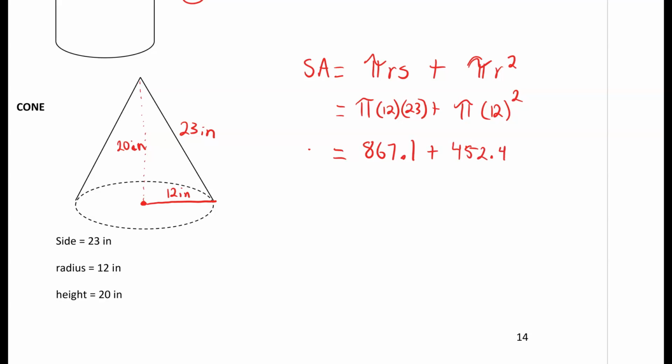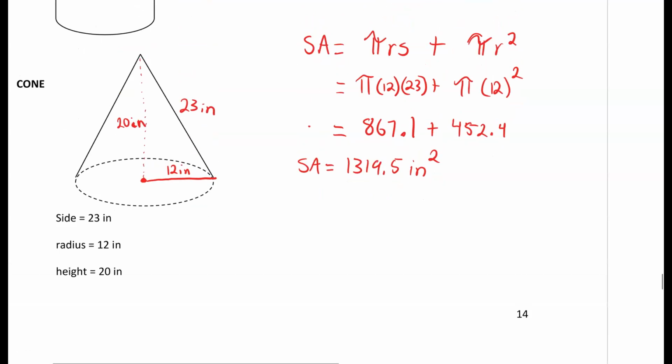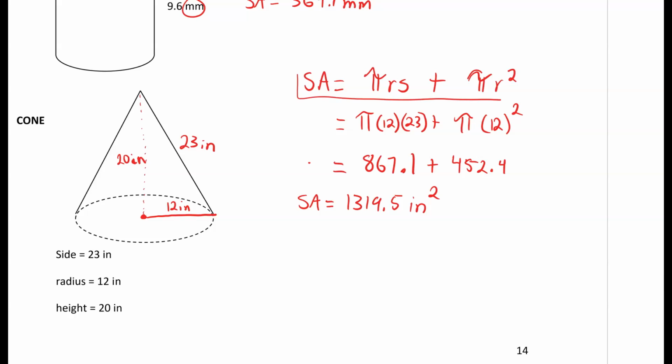452.4. Last thing that we need to do is add our surface area together. So we have 867.1 plus 452.4, and we'll get 1,319.5. And then we look over and we have inches as our unit, and we have inches squared for our surface area. So that's, again, our formula for calculating for a cone, which is going to be pi r s plus pi r squared.